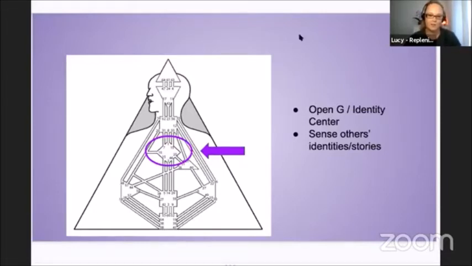Okay, and then the diamond in the middle of the chart is the G center or the identity center. When this center is undefined in your chart, you're able to take in and read intuitive information in the form of sensing other people's identities. You're able to feel into their life story. When this center is undefined, it's associated with clairsentience.